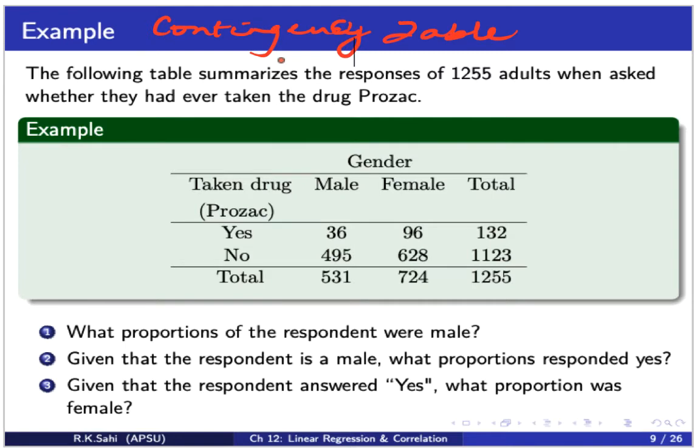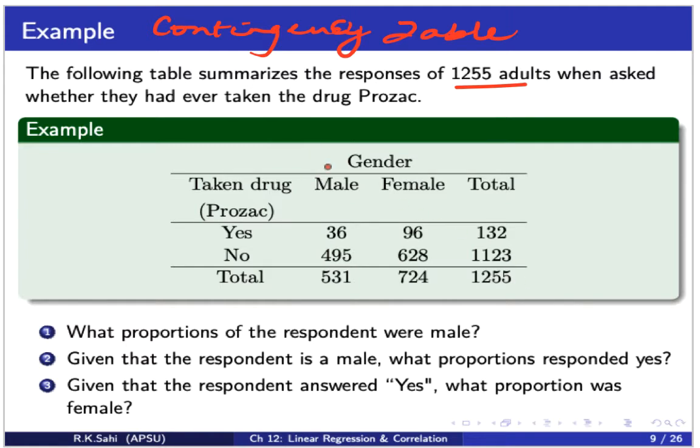Okay, now this table summarizes the responses of 1,255 adults when asked whether they had taken the drug Prozac. So we have two variables. One is the gender and one is the taking of the drug. So both of them are categorical variables. And we get it in a table form.